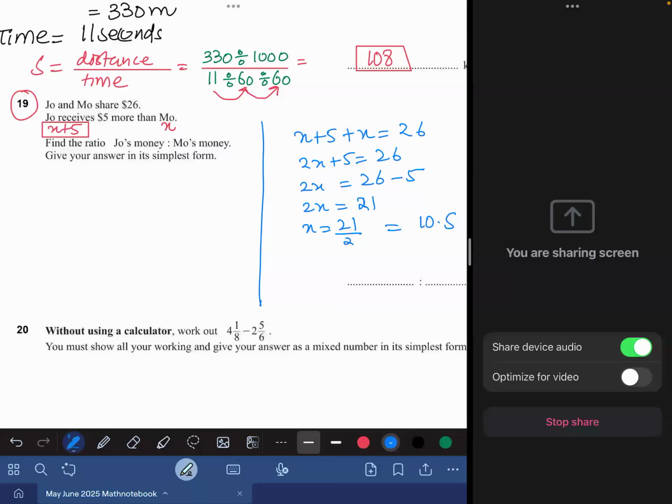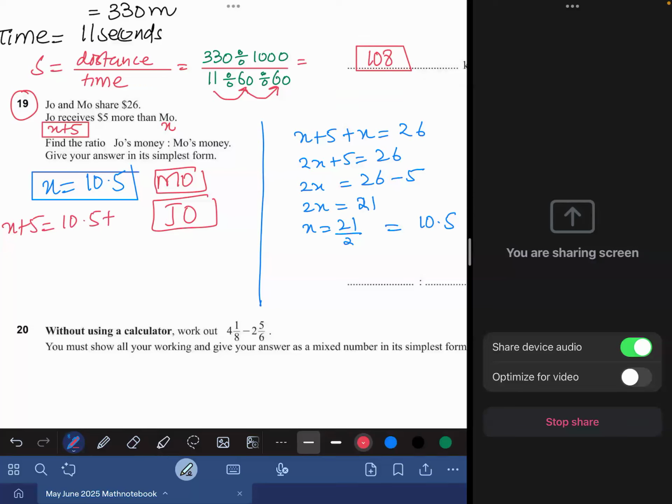All right. So x is equal to 10.5, sorry, my bad. According to the question, Joe's share is 5 more than, so that is plus 5. So x plus 5 is Joe's share. 10.5 plus 5 is 15.5. If you add 10.5 plus 15.5, that would be 26.